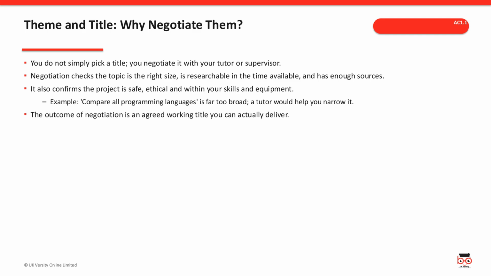Here's a point that surprises a lot of learners. You don't just pick a title, you negotiate it with your tutor. That conversation checks the topic is the right size, that it can actually be researched in the weeks you have, and that there are enough sources to draw on. Say a learner turns up wanting to compare every programming language ever made. A tutor would gently steer them towards something like comparing error messages in two languages for beginners. What you walk away with is an agreed working title you can genuinely deliver.